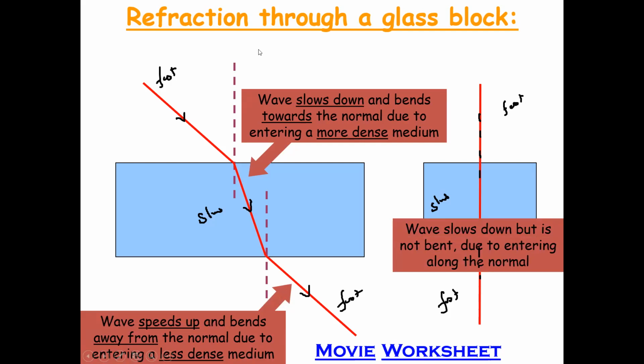So it depends on the light. If it is passing along the normal, there will only be a change in speed. That is also called refraction. But if it is not passing along the normal, making a certain angle with the normal, then it will change the speed as well as the direction.